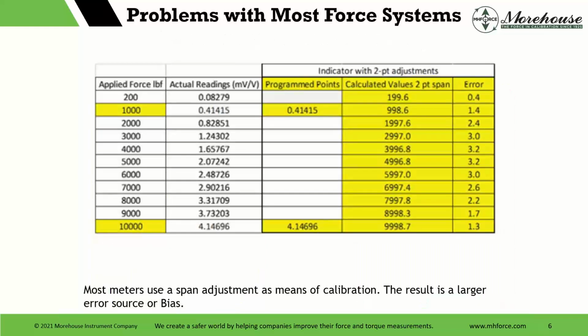Pretty easy concept. And then we have this, which is most force systems. This is not the 4215. This is a meter that's programmed with a 2-point adjustment.